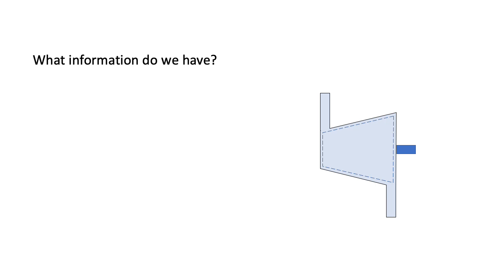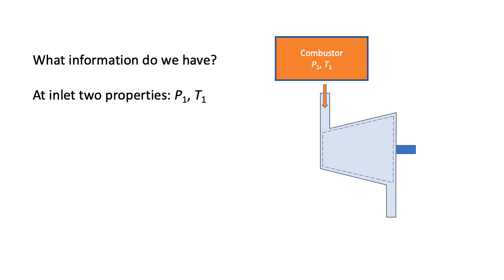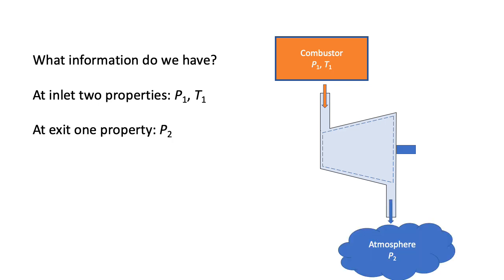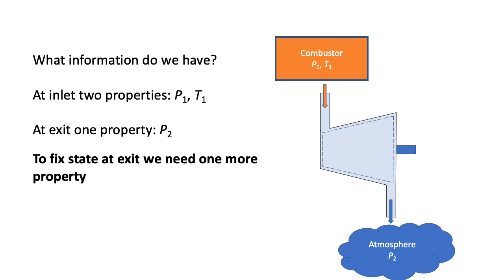What information do we have that we can use for analysis? If we have the combustor, we know its pressure and temperature. So at the inlet to the turbine, we have two properties, P1 and T1. At the exit of the turbine, if we are exhausting to the atmosphere, we know the pressure. But to fix the state, we need at least two independent properties. So we need one more property. What property can we use?